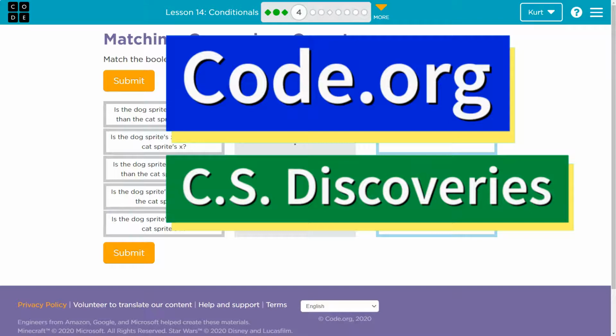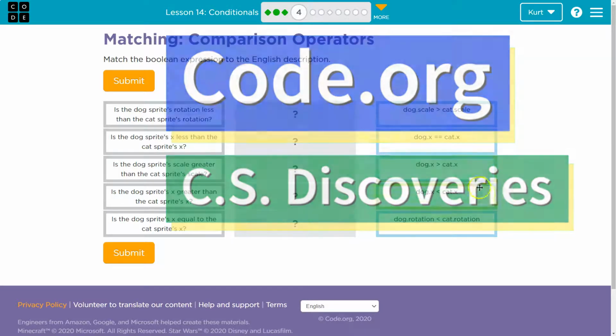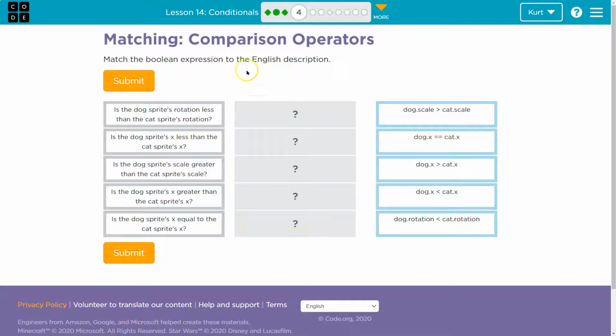This is Code.org, and we're talking about Boolean values, those things that can be true or false. Match the Boolean expression, and don't let it scare you. These are the Boolean expressions: less than, equal to each other, greater than, and less than. Match them to their English description.